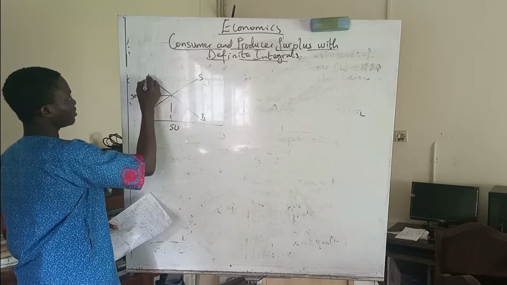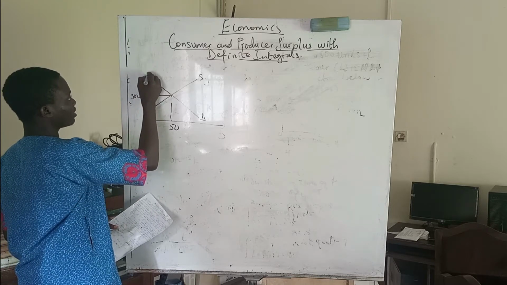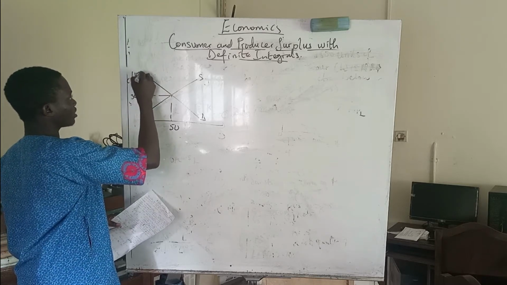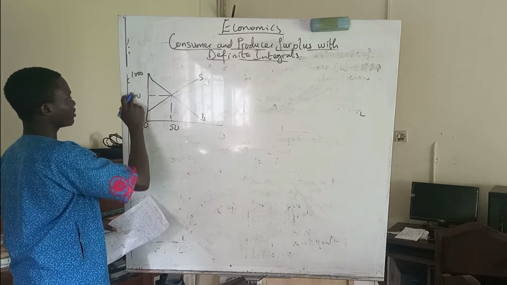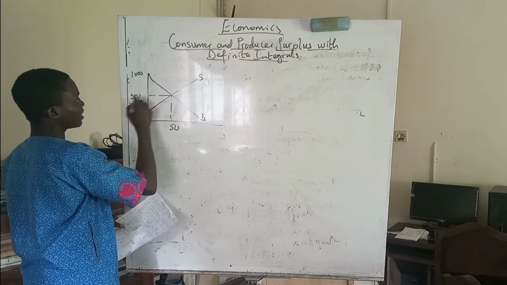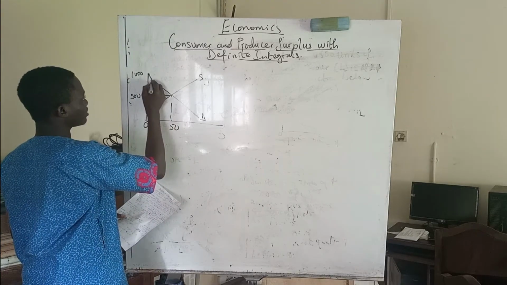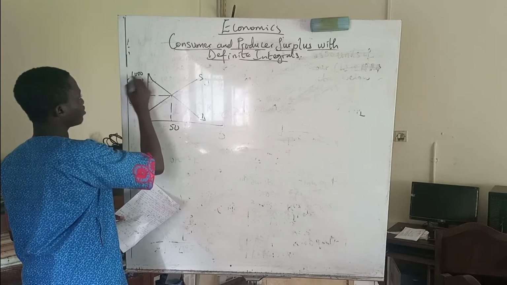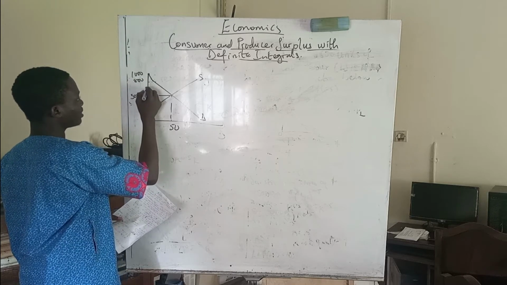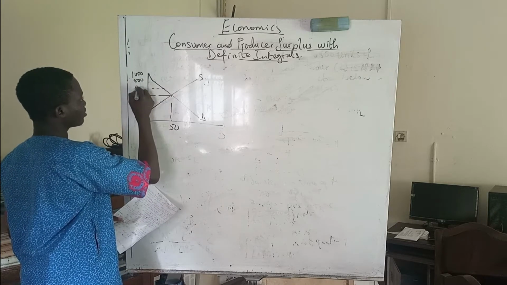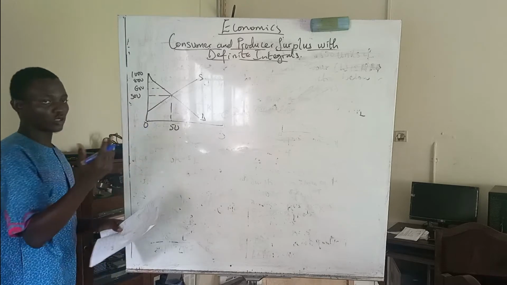But the thing is that there is, okay, let's bring this one here. There's a consumer that wants to pay 1,000 per Congo. This is 500 per Congo. Let me write it very well. 500. There's another consumer that wants to pay 800 naira per Congo. Another consumer is willing to pay 600 naira per Congo.